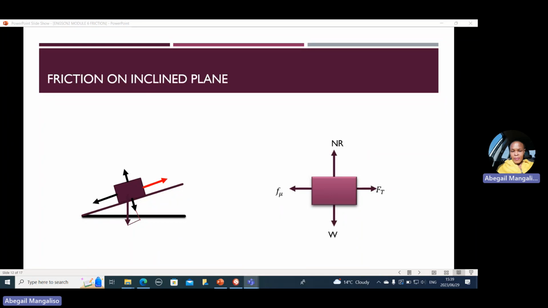Hello everyone. In this video, I'm going to explain friction on a slope, or friction on an inclined plane. The previous lesson was about friction on a horizontal.